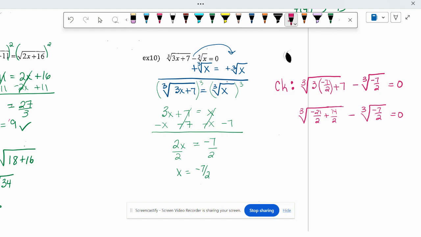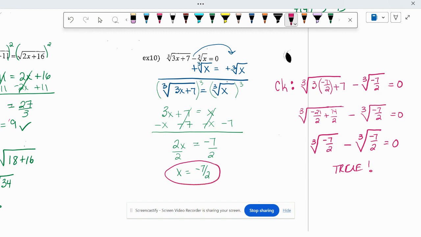Well, negative 21 plus 14 is negative 7. So I actually have the cube root of negative 7 over 2 minus the cube root of negative 7 over 2 equals 0. And that is true. So this is your correct answer.